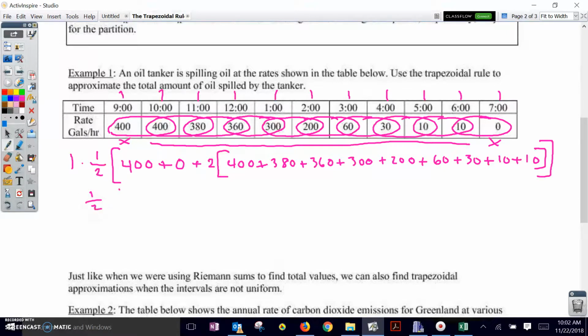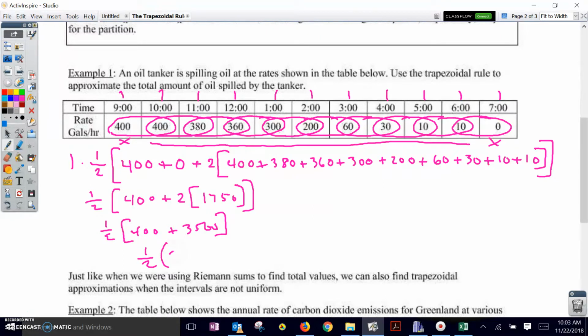So I've got 1/2 times 400 plus 2 times, and then I'll add up all the things inside this second set of brackets here: 780, 1140, 1440, 1640, 1700, 1750. So I've got 1/2 times 400 plus 3500. It's 1/2 times 3900. And so we're going to approximate that there are 1,950 gallons of oil spilled by the tanker.